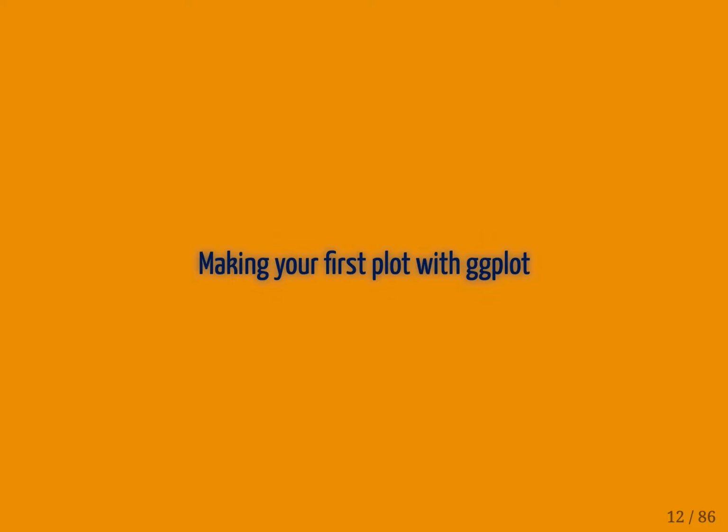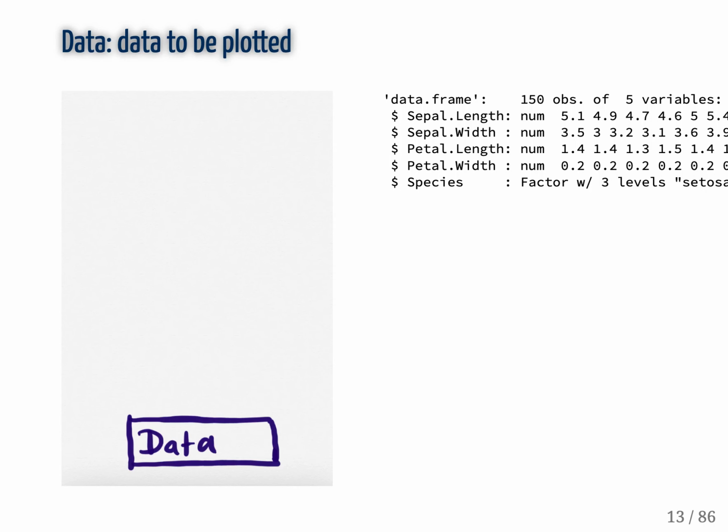Your first plot with ggplot function. In this exercise, I'm going to use the iris dataset. The first step is you call the ggplot function. The function input is the name of the data frame. This will create a blank canvas. Now R is ready to draw a plot.